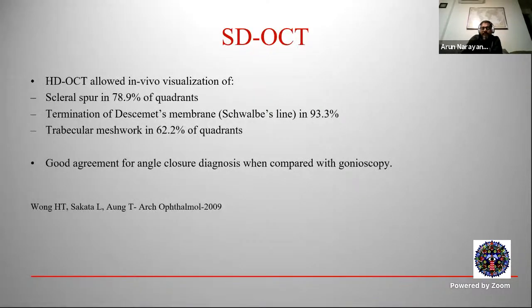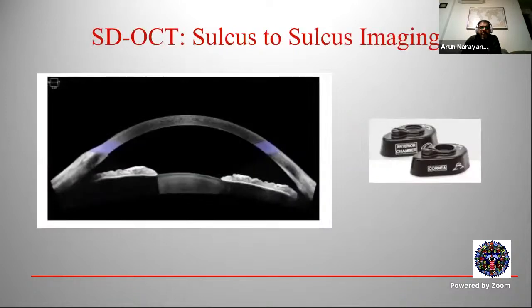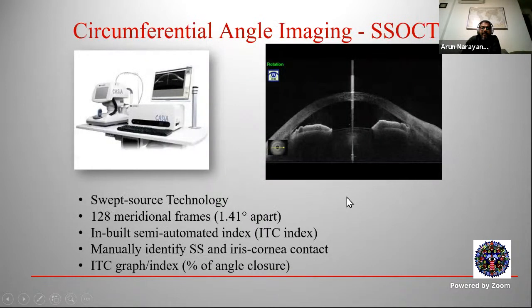On further evaluation, our group from Singapore noted that in about 93% of the eyes, they were able to determine the Schwalbe's line. And that means you move backwards and decide whether the angle is open or closed based on your ability to identify the Schwalbe's line. So this is the most common technology that is currently used to image the angle, typically designed, like I said, for retinal imaging, but anterior segment imaging is possible with adapters such as this, which is the anterior chamber module for the angle, and then you have a corneal module for a detailed corneal evaluation.